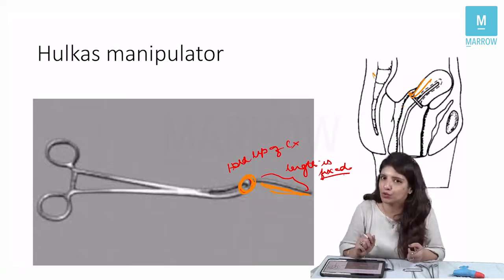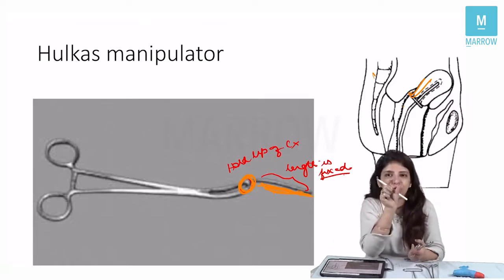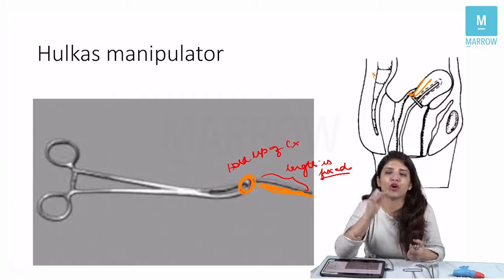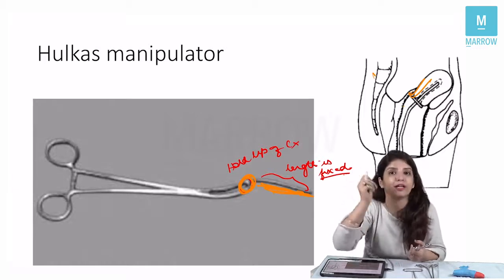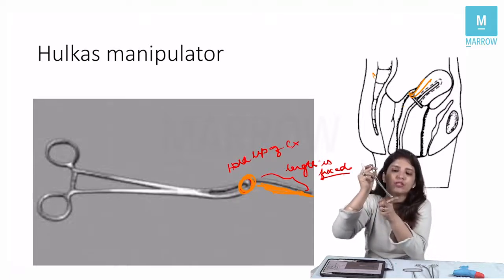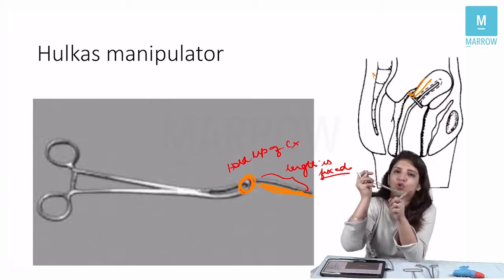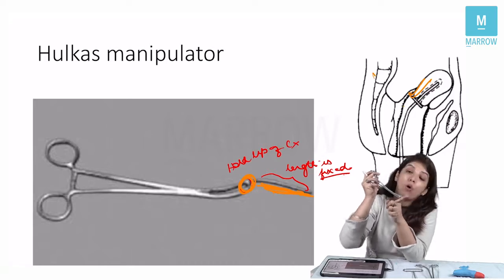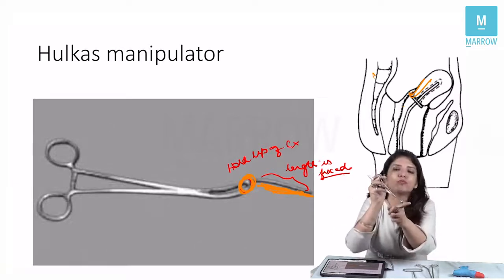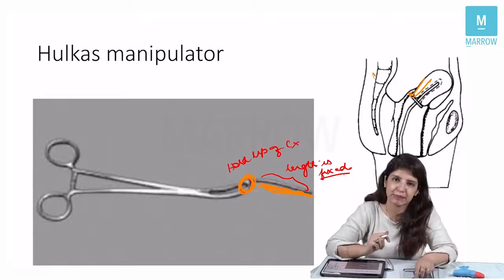Now, there is a problem with this also, because the length of the rod is fixed. Suppose the uterus is bigger than the length of the rod, then it is not going to go up till the fundus of the uterus, because this end is fixed on the lip. On the other hand, suppose the uterus is small, then this rod is going to perforate the uterus. That is why we do not use Hulka's manipulator these days. Clear?